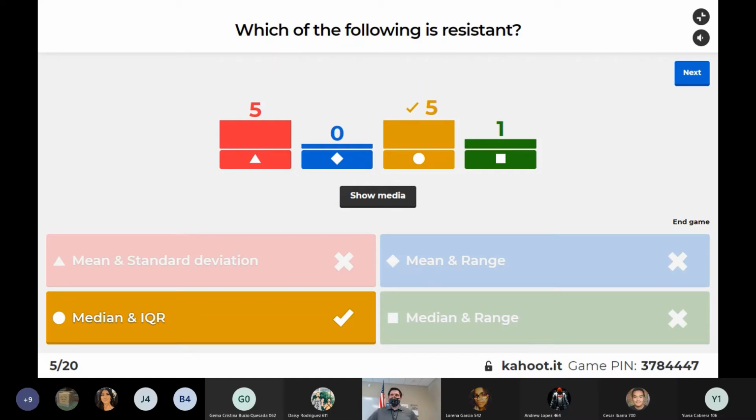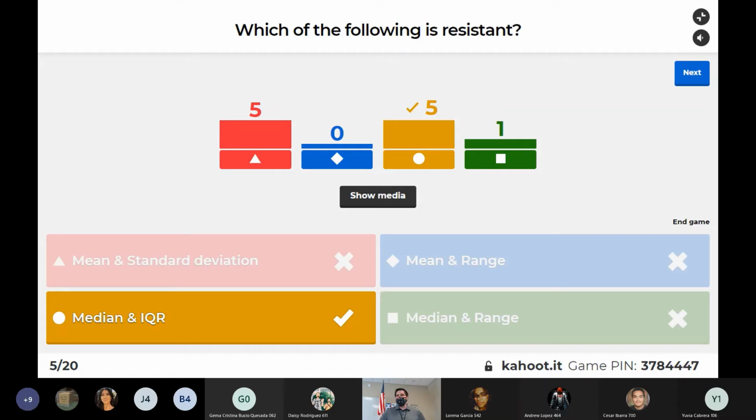Right. The mean and standard deviation are not resistant. Extreme values or outliers will make significant changes to the mean and standard deviation. Right. The mean and range would also be impacted.